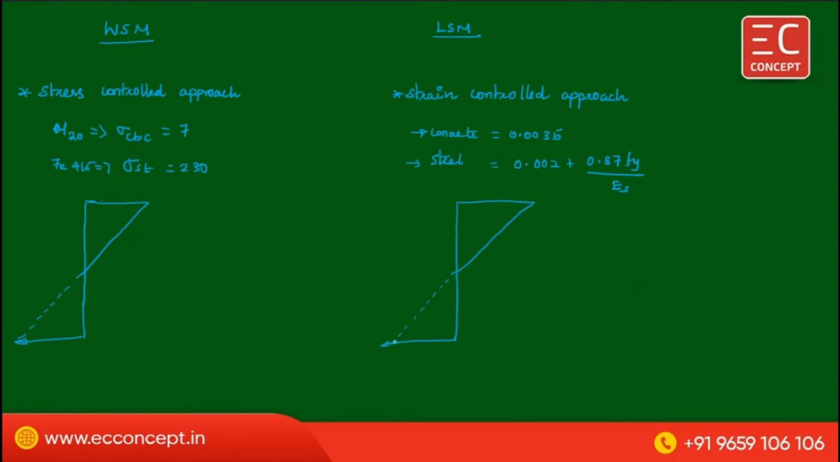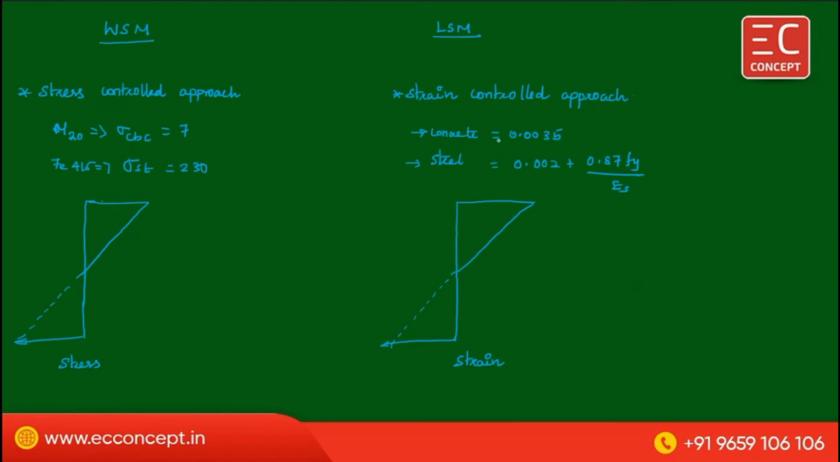This is the strain diagram. This is the stress diagram in working stress. We limited our stress in the working stress method, but we limited our strain in the limit state method. We are not doing anything with the stress block. So that is the important difference.